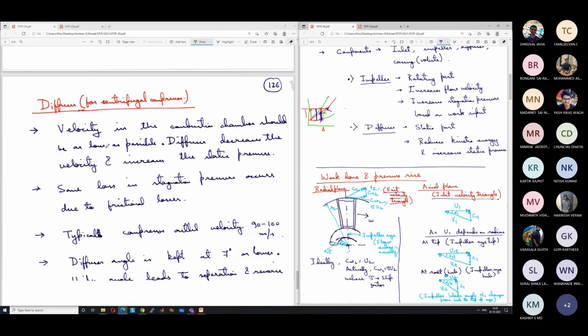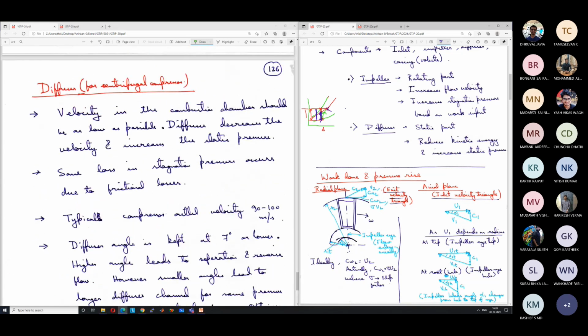So the final point that we will just have a quick discussion on, we will not go into details of designing of diffusers and anything else. So, the diffuser of a centrifugal compressor is like a normal diffuser. Now what is the role of the diffuser? It should decrease the velocity and use that kinetic energy to increase the static temperature and pressure. Stagnation temperature remains the same. Static temperature and pressure should increase. Velocity in the combustion chamber should be as low as possible. The diffuser decreases the velocity and increases the static pressure, so we get more pressure recovered.